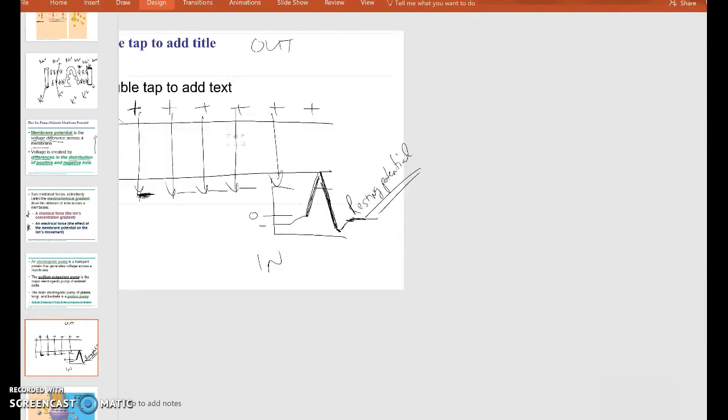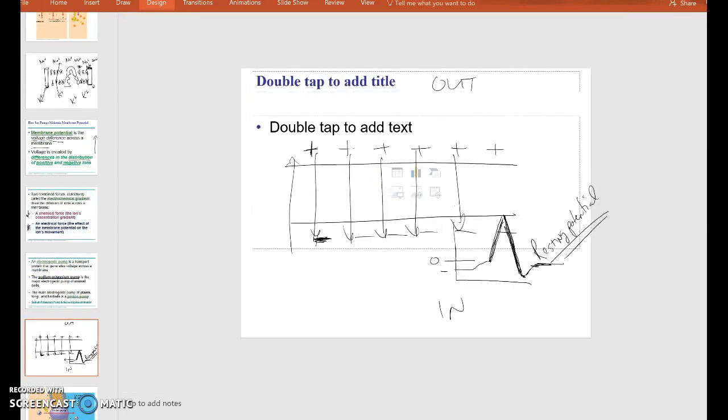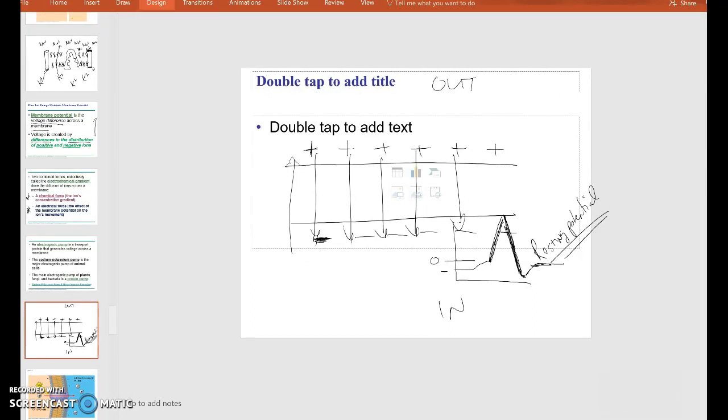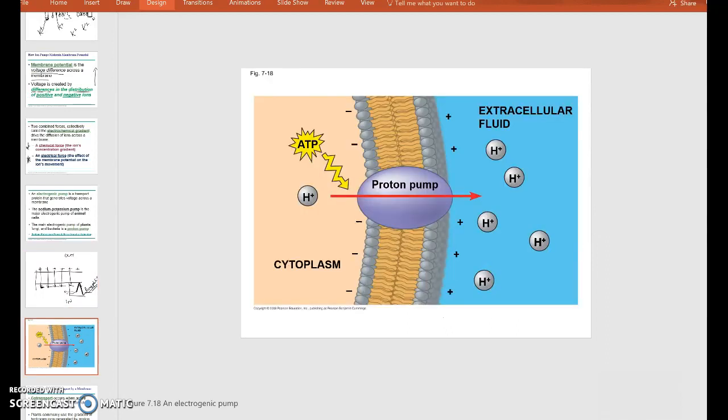So if you think about it, if you had some type of a stimulus that occurred and you were unable to restore the original charge, then you would not be able to see that type of transmission of a nerve impulse again.